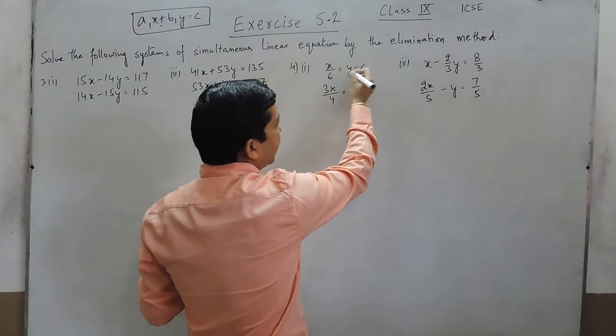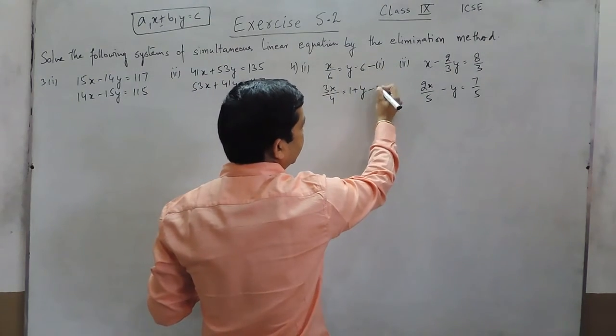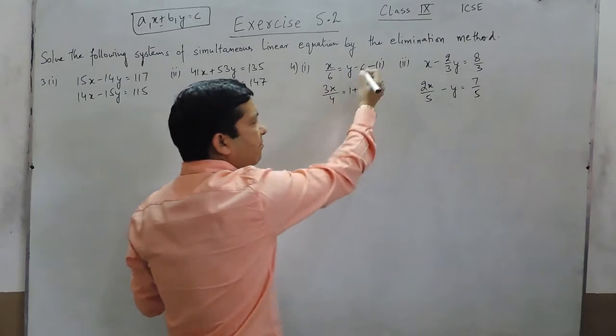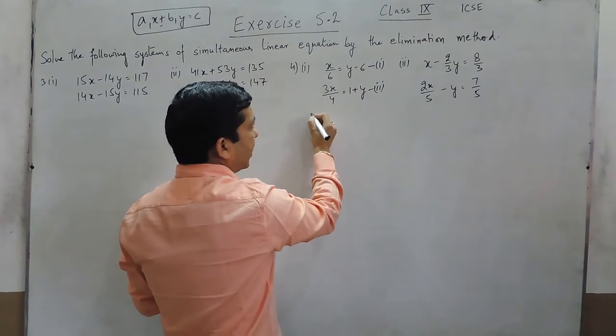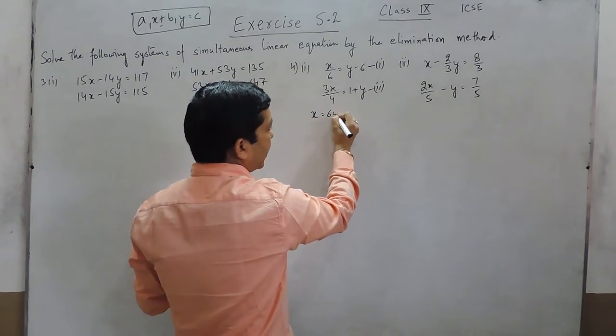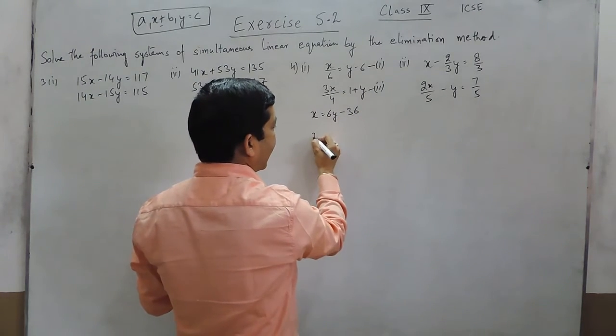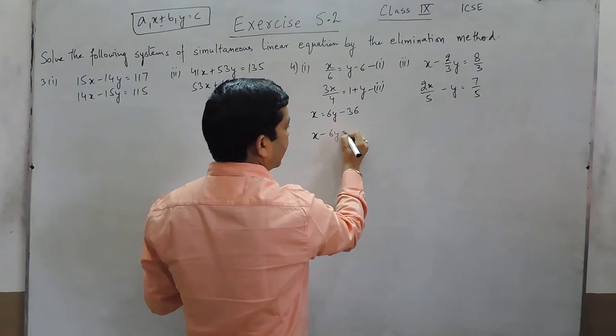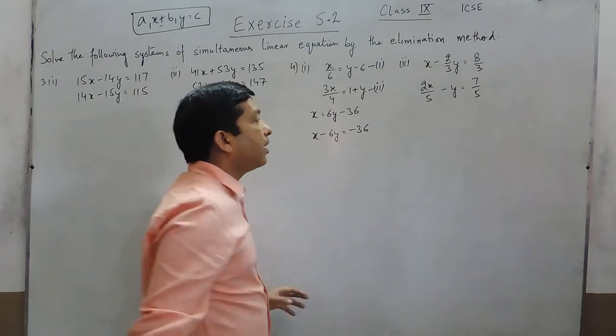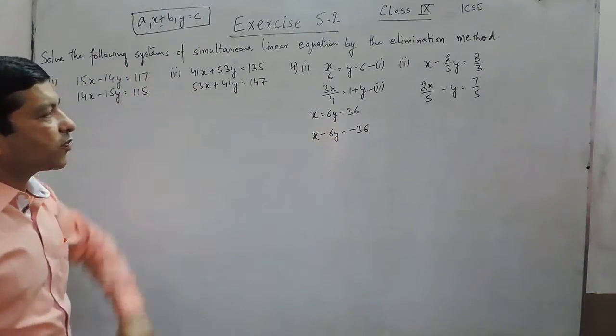This is the first equation and this is the second equation. When I cross multiply the first equation, it comes out to be x = 6y - 36. Or this I can write as x - 6y = -36. So this way I have put it in this format.